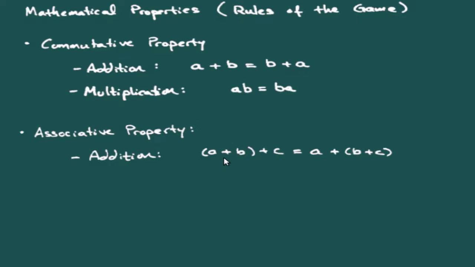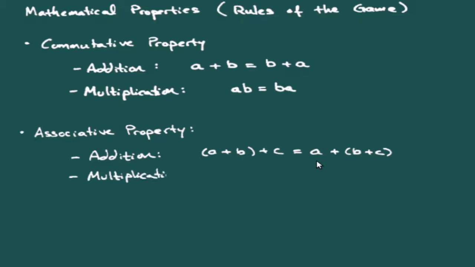The left-hand side is saying if we have three things that we're adding together and we add a plus b first and then we add c, that's exactly the same answer that we would get as if we added b plus c first and then added a. And so the associative property tells us again that it doesn't really matter what order we do the addition in. If we're doing multiple additions, we're going to get the same answer either way.